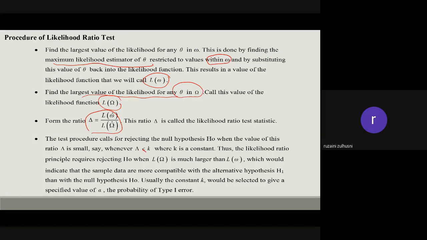So the test procedure calls for rejecting the null hypothesis H0 when the value of this ratio is small, whenever your likelihood ratio test statistic is less than or equals to K. The likelihood ratio principle requires rejecting H0 when L omega is much larger than L small omega, which would indicate that the sample data are more compatible with the alternative hypothesis compared with the null hypothesis. Usually the constant K would be selected to give a specific value of alpha, which is the probability of type 1 error. So if you have the value for alpha, you can find the value for K in your likelihood ratio statistic.